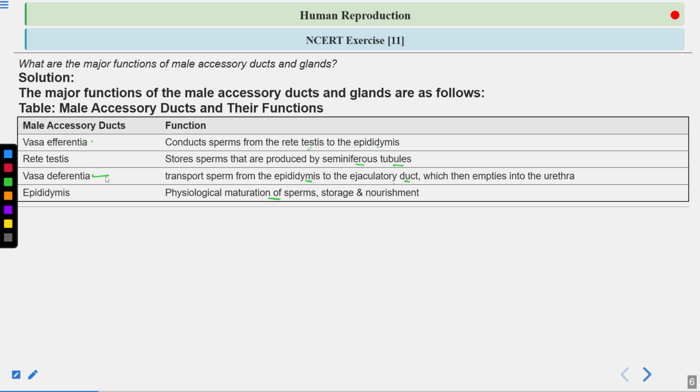So what is the sequence of sperm transport now? From the seminiferous tubule to the rete testis, from the rete testis to the vas efferentia, from the vas efferentia to the epididymis, and from the epididymis to the vas deferens. And from the vas deferens to the ejaculatory duct. And then from the ejaculatory duct, the sperms are carried outside the body through the urethra.